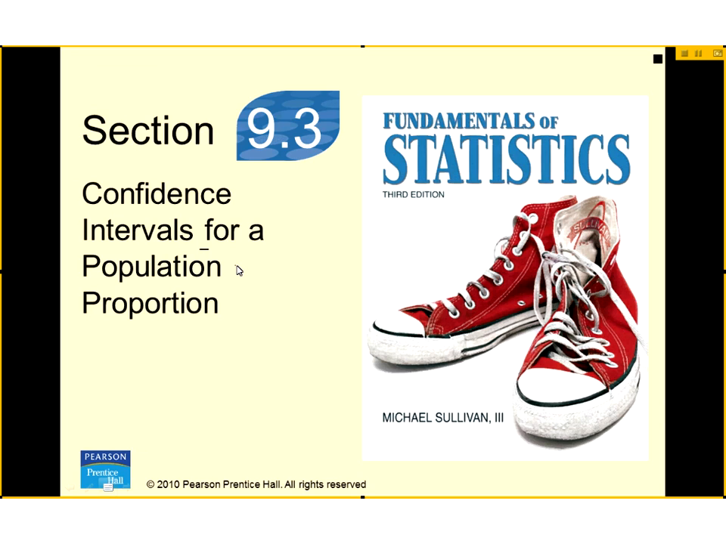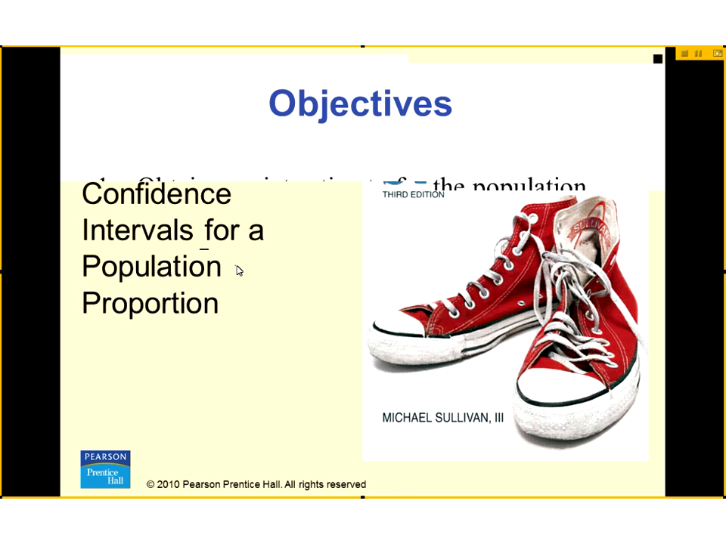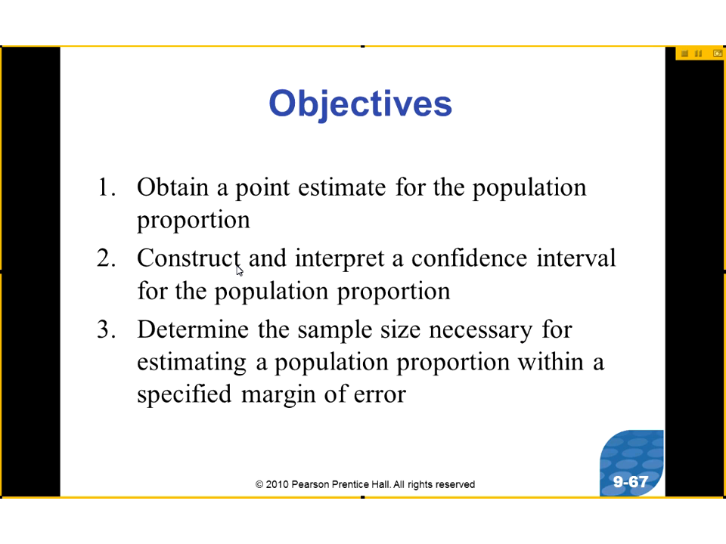So Section 9.3 is about confidence intervals for population proportion, and it's actually in some ways easier than Sections 9.1 and 9.2 because we're just focusing on the proportion here. So we're going to obtain a point estimate for the population proportion, talk about constructing and interpreting confidence intervals for the population proportion, and finally determine the sample size necessary for estimating a population proportion within a specified margin of error. And we did objective 3 in Section 9.1 using the Z.